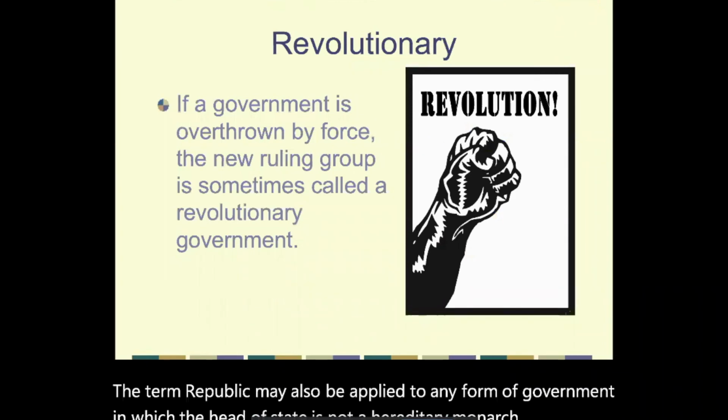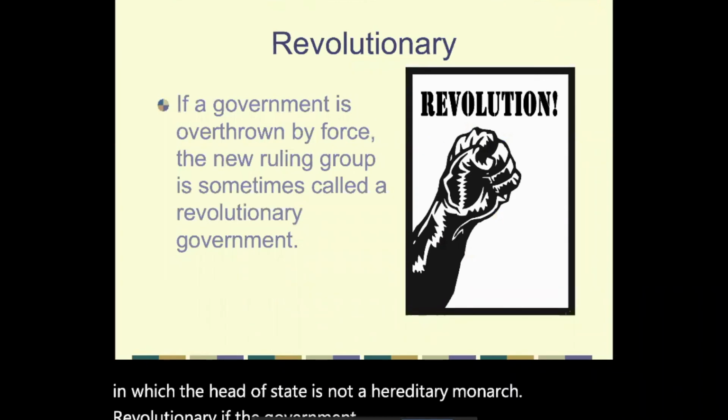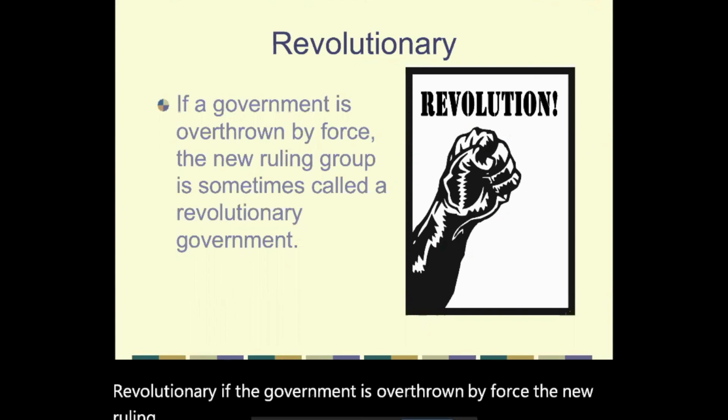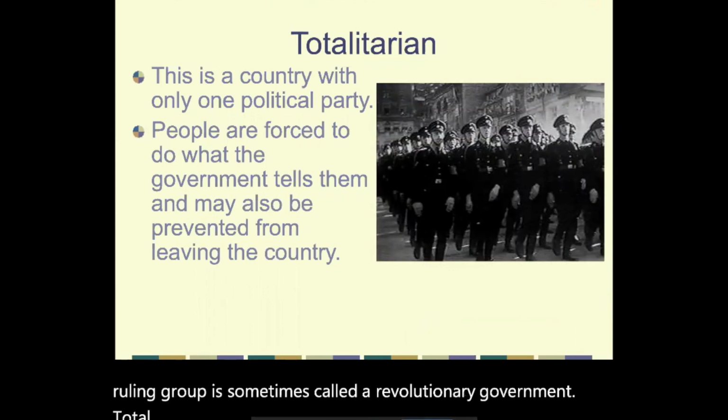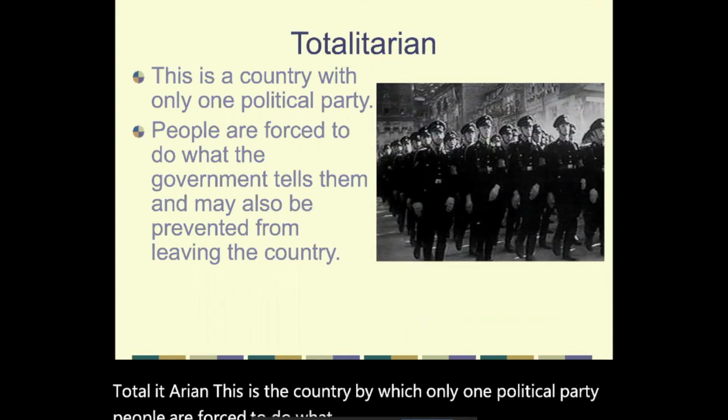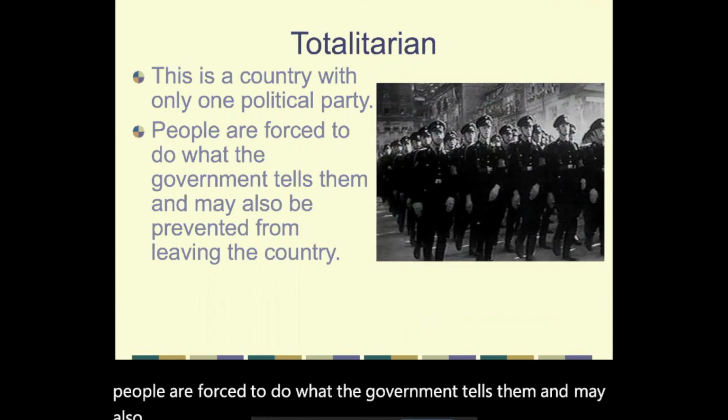Revolutionary. If a government is overthrown by force, the new ruling group is sometimes called a revolutionary government. Totalitarian. This is a country with only one political party. People are forced to do what the government tells them and may also be prevented from leaving the country.